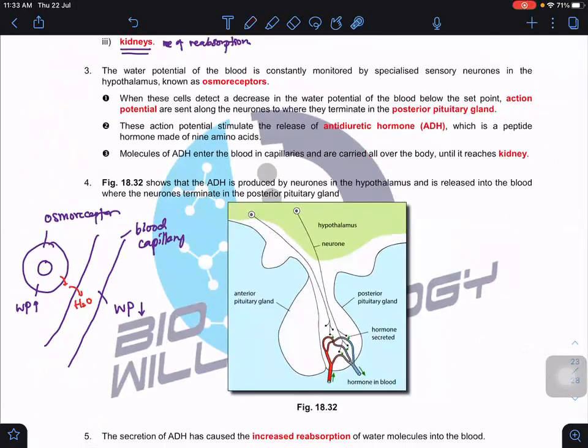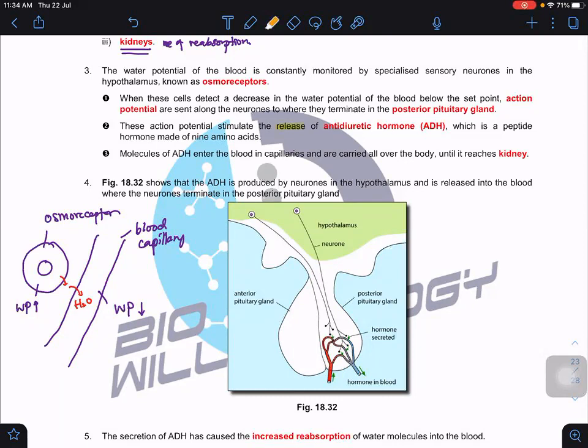So generally, when these osmoreceptor cells detect a decrease in the water potential of the blood below a certain set point, action potentials are sent along the neuron until they terminate. This neuron goes all the way to the posterior pituitary gland, where it will stimulate the release of ADH.